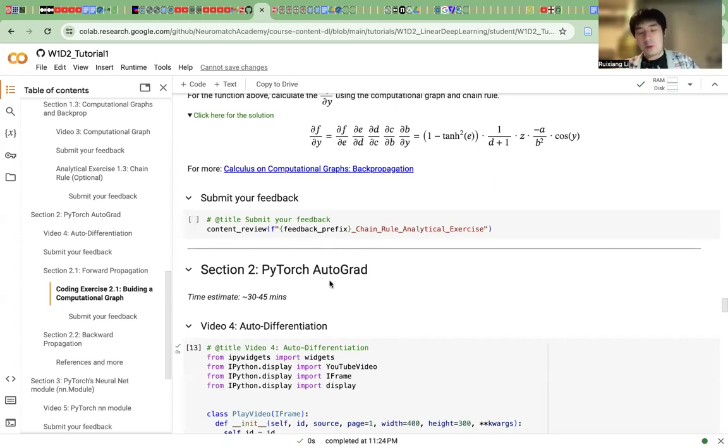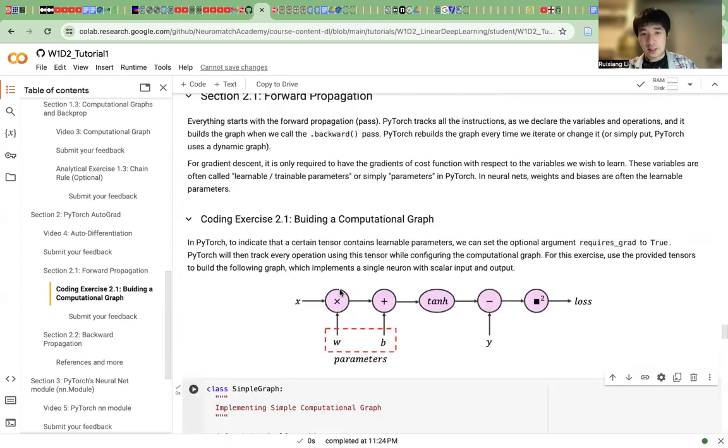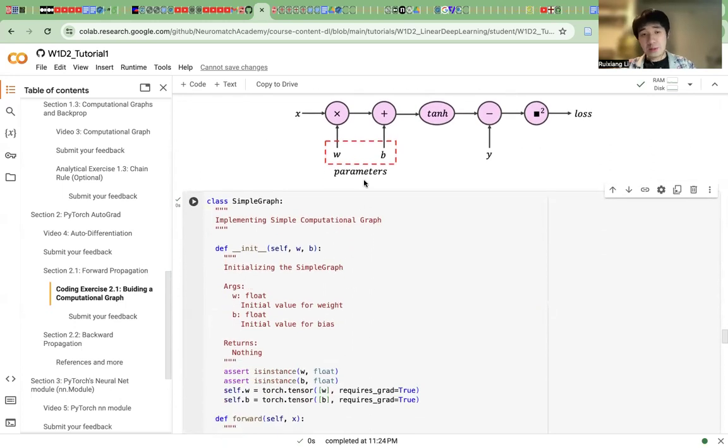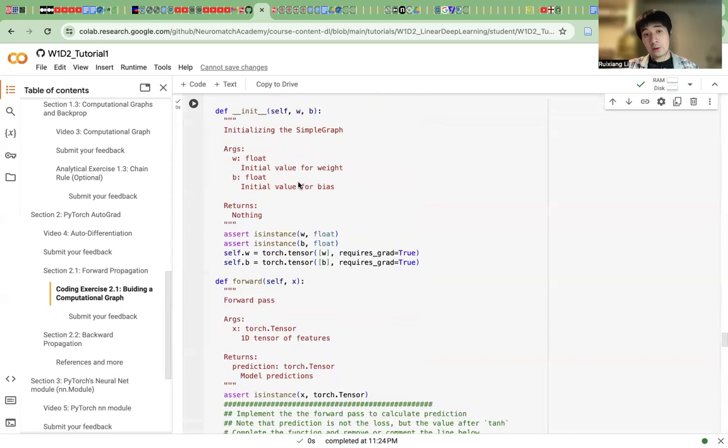To see how AutoGrad works, for this toy example, we're going to first manually construct a computational graph, do the forward and backward pass, calculate the derivative, and compare that with the actual result of PyTorch AutoGrad. To capture the structure of the figure, we use a class SimpleGraph, and there are two functions inside it. First of all, there's an initialization of both parameters, the weight W and the bias B.